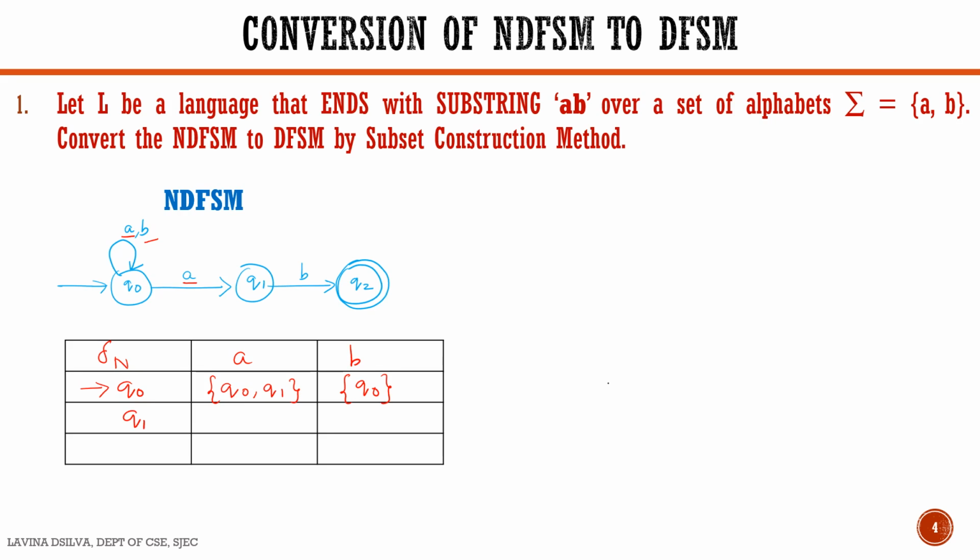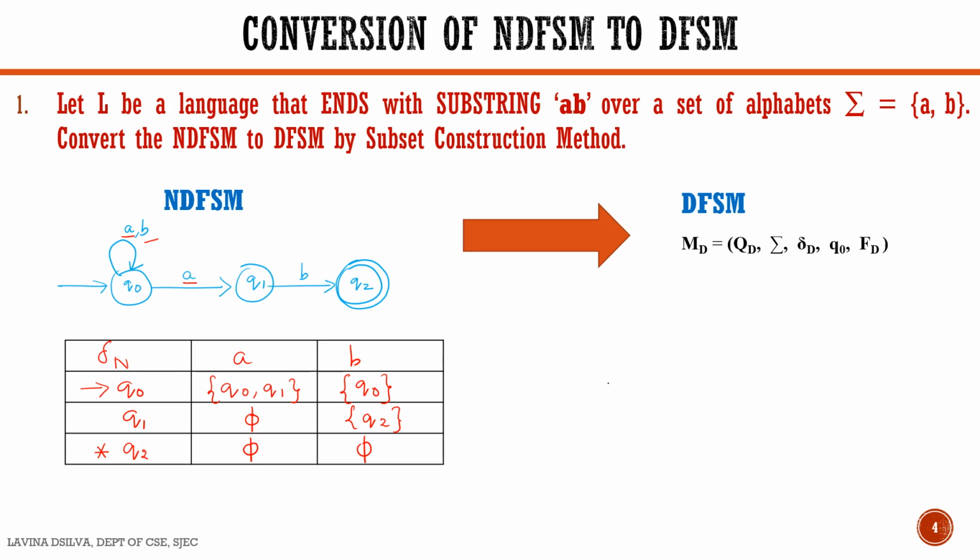Next is Q1 state. For Q1 state, we do not have any transition defined for A, therefore it is a dead configuration, and for B it goes to Q2 state. And for Q2 state, we do not have any transitions defined, therefore we can write it as dead configuration, and we know that Q2 is our final state. Now this NDFSM has to be converted into a DFSM, which is a 5-tuple configuration.